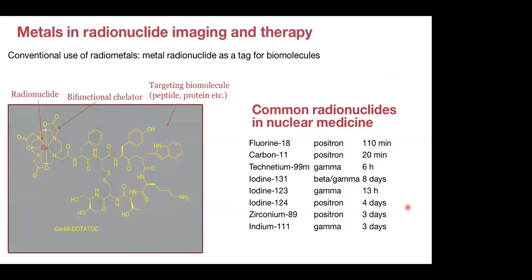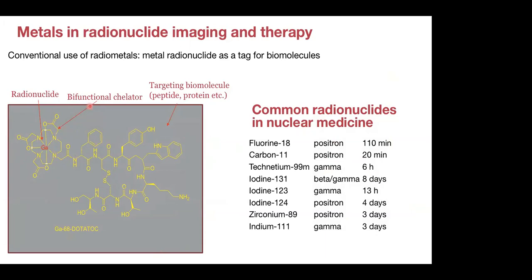As I said, we use a range of radionuclides routinely in nuclear medicine. Quite a few of them are metals, but the conventional way to use metals in nuclear medicine is by incorporating them into bioconjugates, such as this one here, which is a somatostatin-targeting peptide with a chelator attached to it. The chelator binds the metallic radionuclide, and the radionuclide is actually just a passive tag. It just follows the peptide around. It's the peptide that determines the biodistribution. So the gallium here serves just as a radiolabel.